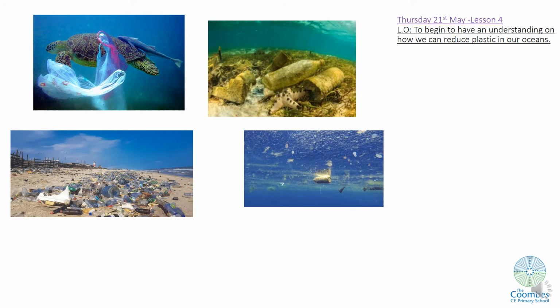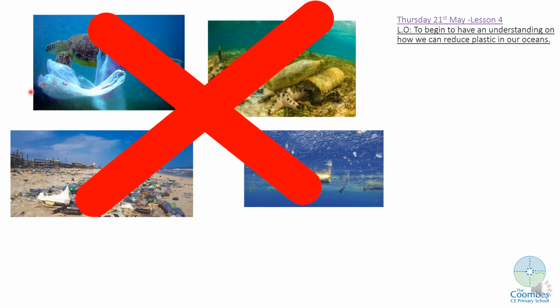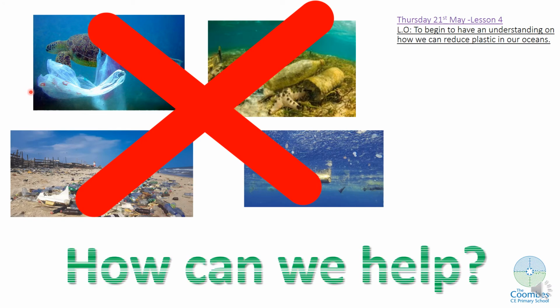So yesterday I showed you these pictures and these are quite worrying pictures of what our oceans currently look like. And what we are working towards is to get rid of this, to stop this from happening or reduce it. And the question we will be thinking about today is how can we help? What can we do to help reduce plastic pollution in our oceans?